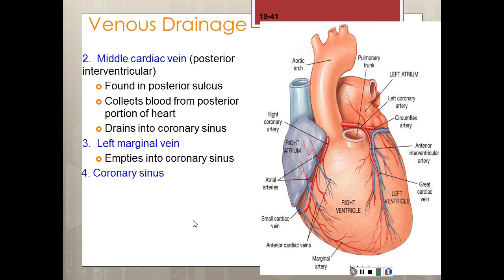Then we have the coronary sinus, which is that large transverse vein in the coronary sulcus on the posterior side of the heart, and it collects blood from all other coronary vein sources and empties blood into the right atrium.